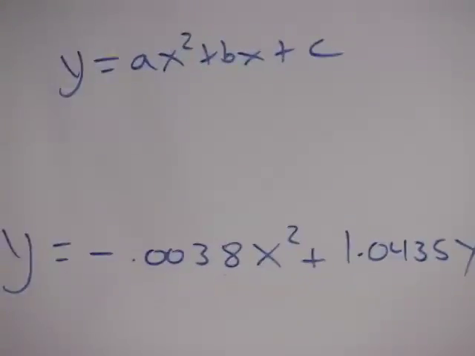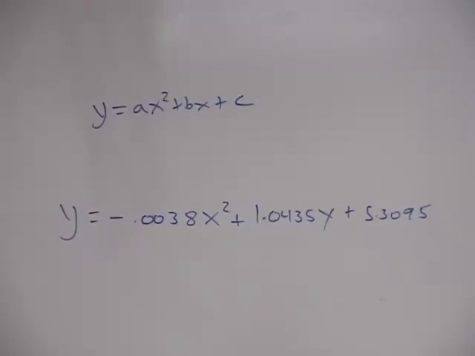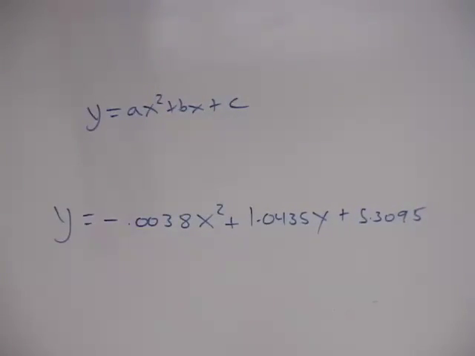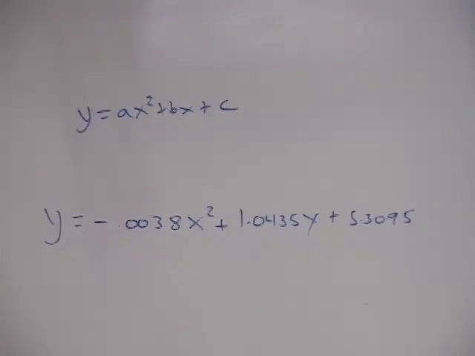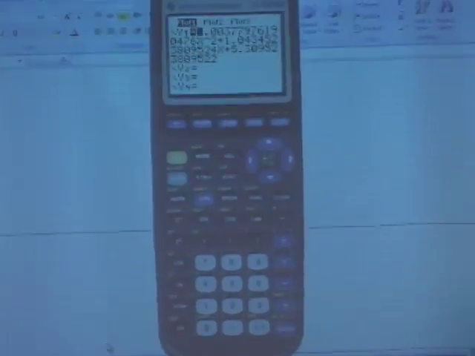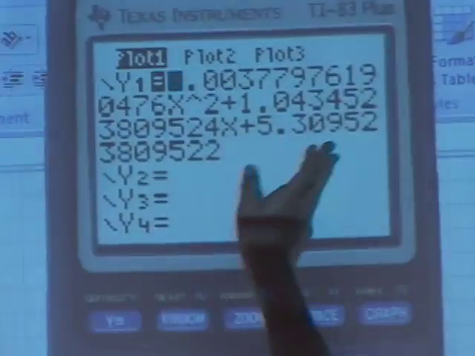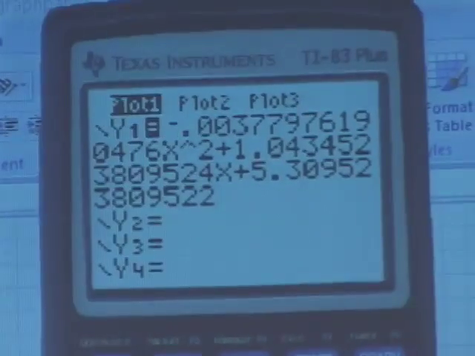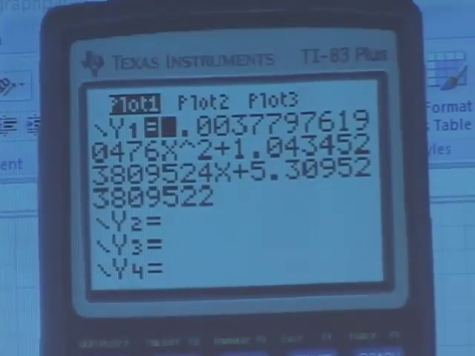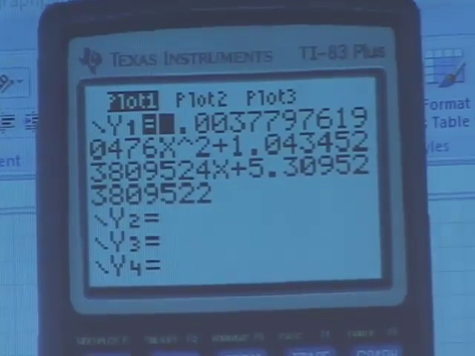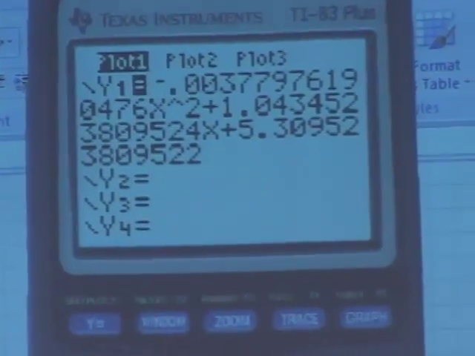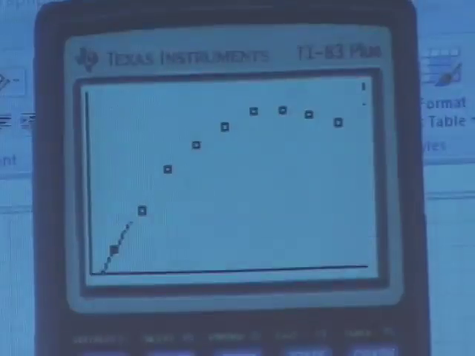You know, so we've seen this before, right? Okay. Take a look at y equals. Notice it is now in y1. And it's in there with more than 4 decimal places, right? So when I hit the graph button, I should see some nice curve go right through the data, like that.